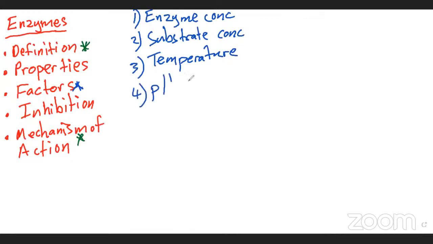So these are the four factors that you need to know how they affect the rate of an enzyme catalyzed reaction. Let's start with enzyme concentration.